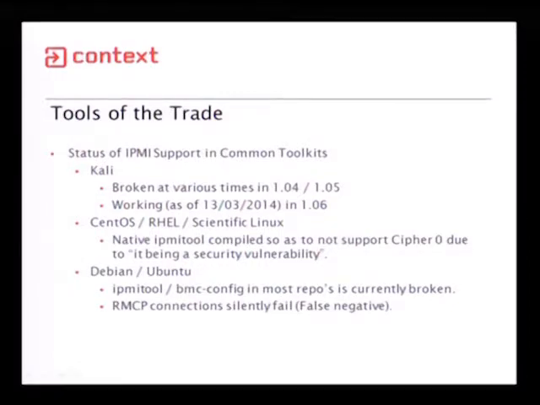The biggest false negative you'll see with it is the RMCP connections, which is the encrypted string that goes backwards and forwards, fail, and that fails your authentication. That RMCP is calculated even if you're using Cipher 0, so it's the library issues that are causing you the problems from there.